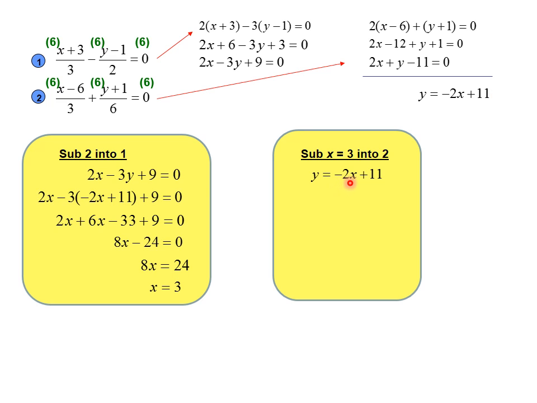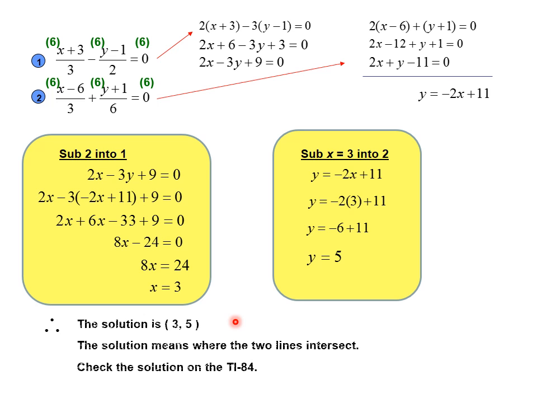So we have negative 2x plus 11, and this x is going to be replaced with a 3. Like this, we're going to multiply negative 2 times 3 plus 11. It's negative 6 plus 11, which is positive 5. So our solution, therefore, is (3, 5). That's our point of intersection.